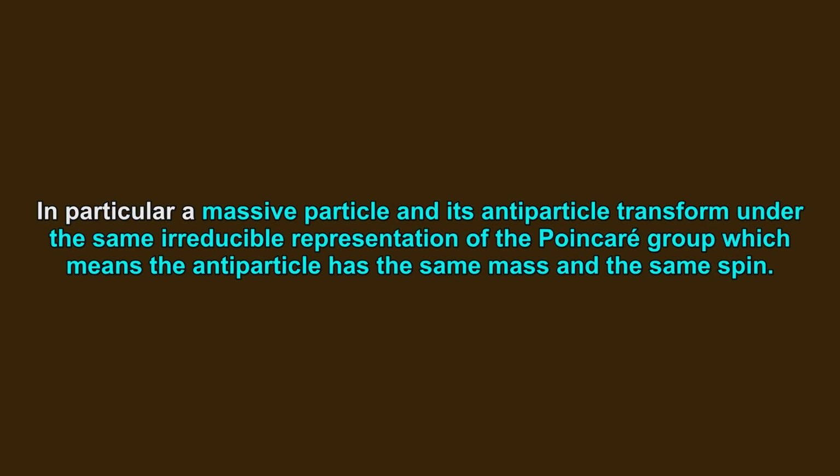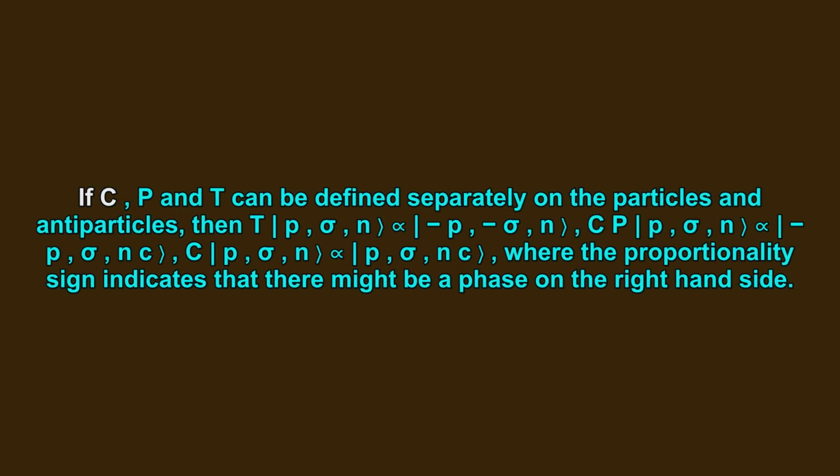In particular, a massive particle and its antiparticle transform under the same irreducible representation of the Poincare group, which means the antiparticle has the same mass and the same spin. If C, P, and T can be defined separately on the particles and antiparticles, then T|p,σ,n⟩ is proportional to −|p,−σ,n⟩, CP|p,σ,n⟩ is proportional to −|−p,σ,n^c⟩, C|p,σ,n⟩ is proportional to |p,σ,n^c⟩, where the proportionality sign indicates that there might be a phase on the right-hand side.